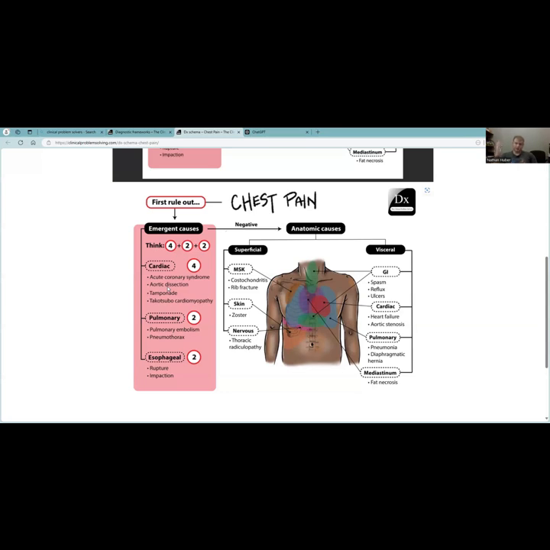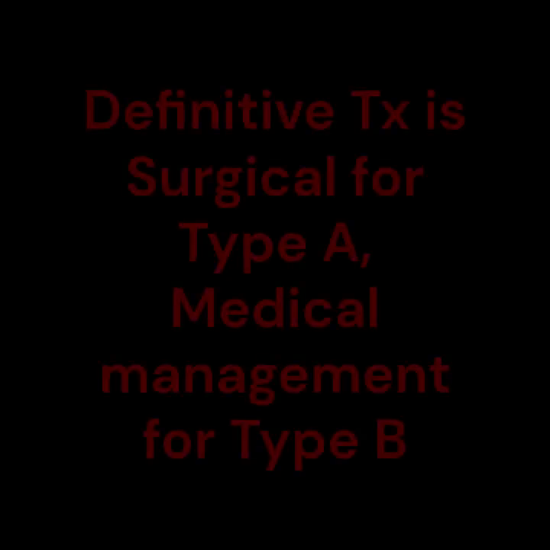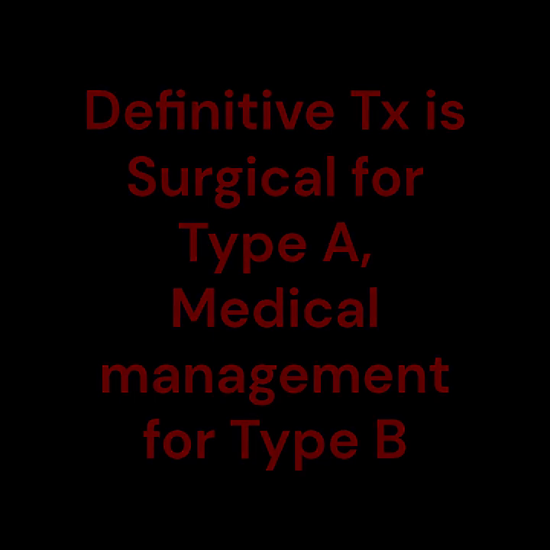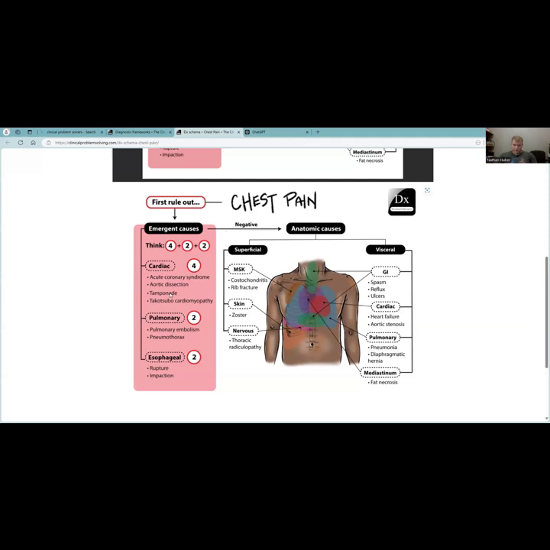And then treatment: blood pressure control, because the hypertension is the problem. And if you control the hypertension, it's not going to worsen the dissection. And then ultimately, the definitive treatment, yeah, that's aortic dissection.